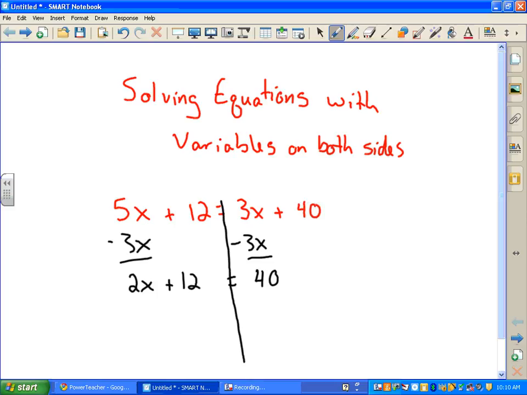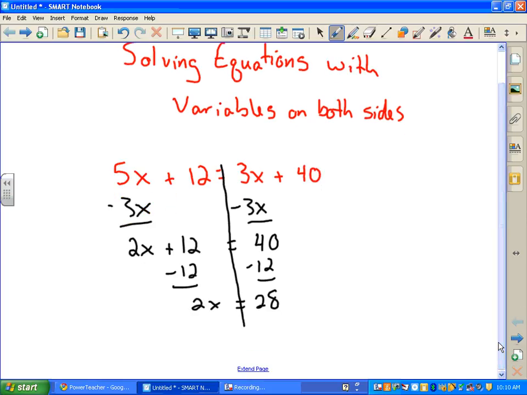Now you can see that all we have is a two-step equation. So I'm going to subtract the 12 first, and do that on both sides. On the left side, I get 2x. On the right side, I will get 28. Then I will divide by 2 on each side, and I get x is 14.